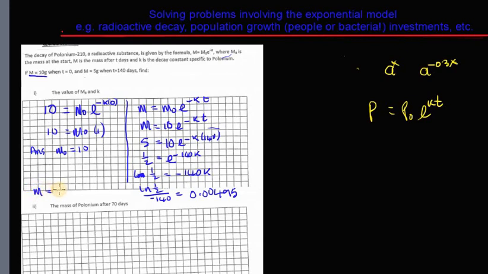So our formula, which they didn't ask us to write down, by the way, but our full formula is: the mass is equal to the initial amount, which is 10, by e to the power of minus 0.00495 t. So to work out the mass at any particular point, I just put in the t for times, which are in days.